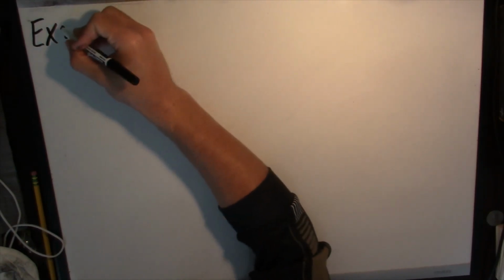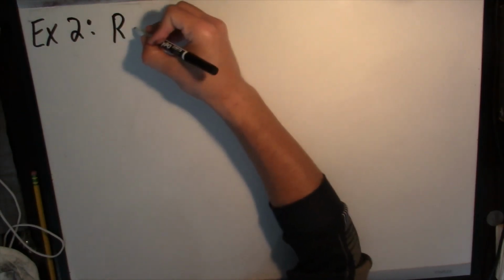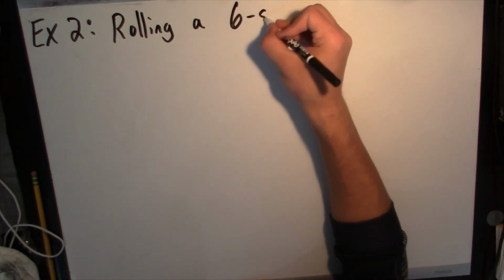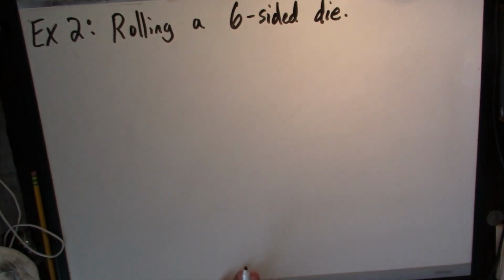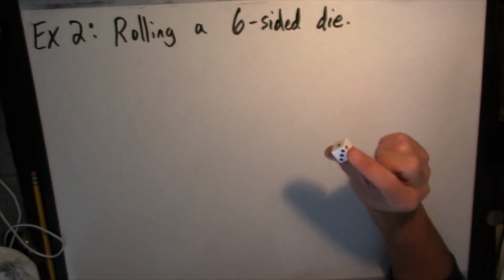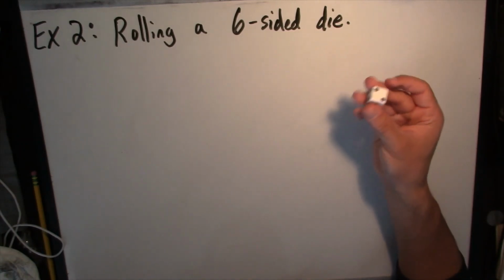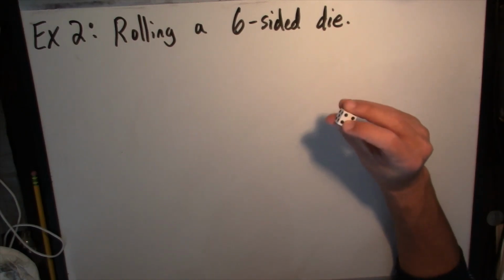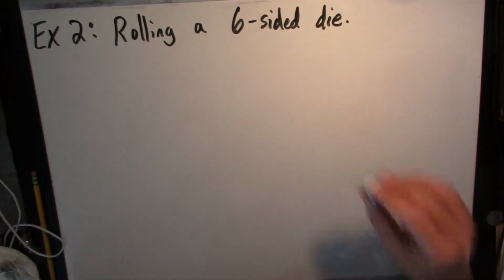So example 2 is going to be rolling a 6-sided die. So die is just the singular form of dice. If you just have one, it's called a die. So here I have a 6-sided die. Okay, you can see the different outcomes. We have 1, we have 2, we have 3, 4, 5, or 6. So those are the different outcomes.